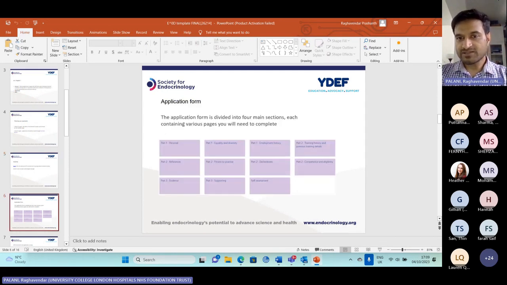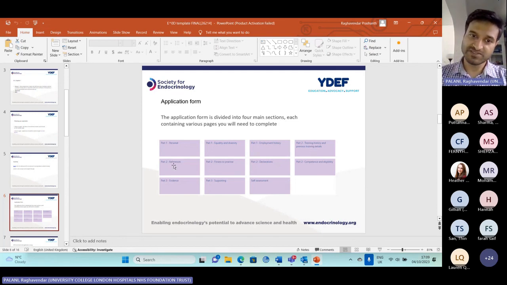Now, coming to the actual application form, which is divided into 4 main sections. The first part is the easy bit. It's your personal information, equality and diversity, and your employment history, which is fine. The second part, you have your training history, previous training details, and references.